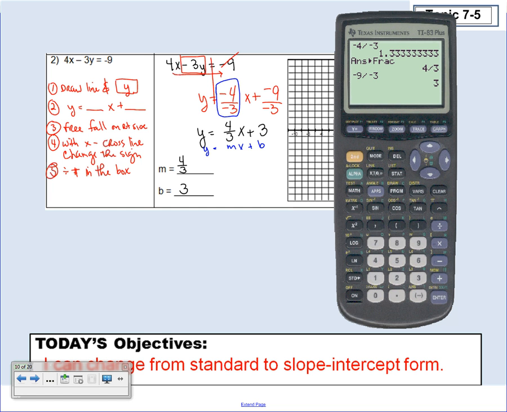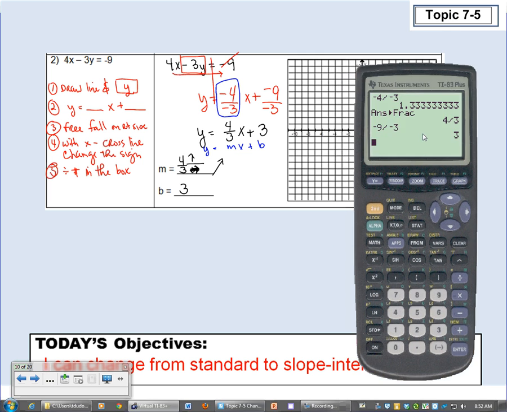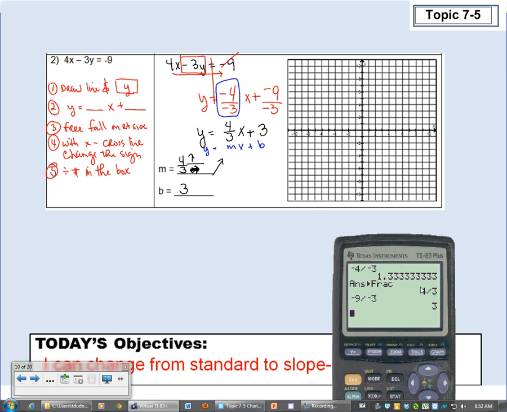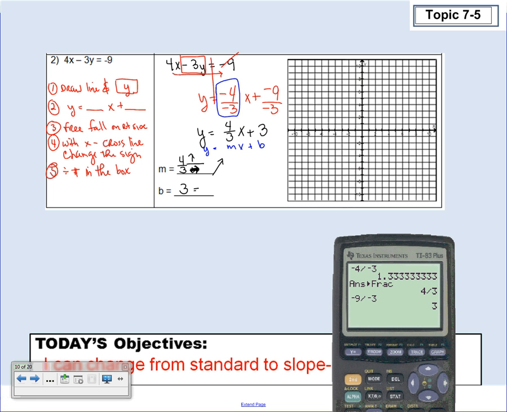Because m is positive, that means it will be increasing. So that means the top number will tell us how it goes up. The bottom number tells us to move to the right. Bottom number always tells us to move to the right when we graph. So when we graph, we're going to begin at our y-intercept, which is 3. So I'll write it as a coordinate as 0, 3. That means the x value is 0, the y value is 3.